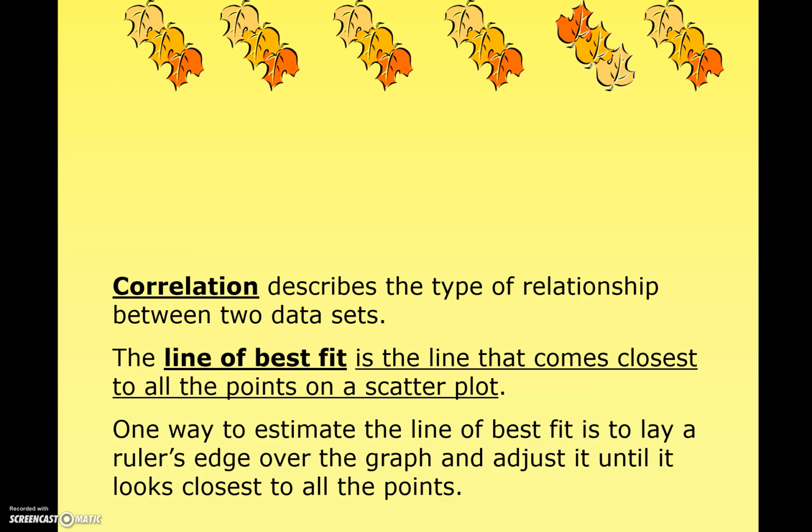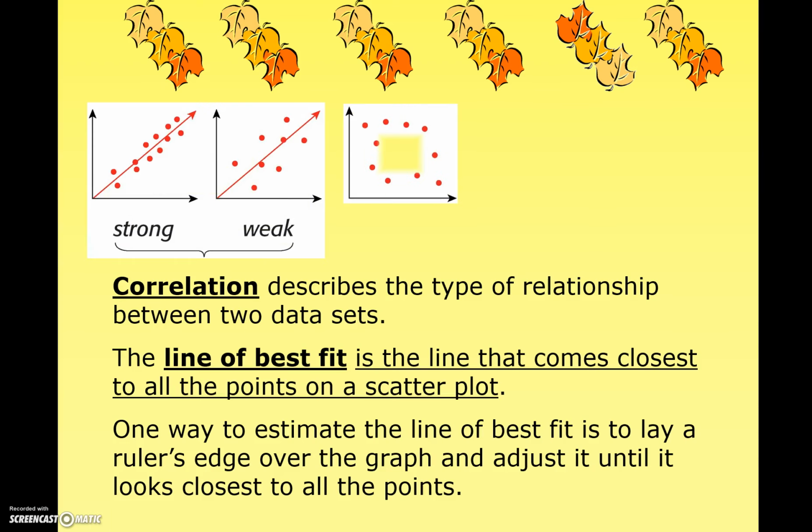Within every scatter plot, we can see some type of correlation. Correlation describes the type of relationship between two data sets. From there, we can create the line of best fit. This is the line that comes closest to all the points on our scatter plot. One way to estimate the line of best fit is to lay a ruler's edge over the graph and adjust it until it looks closest to all the points. So really, we put the line of best fit in between all the points so that everything looks kind of around that. There are a couple of examples there.